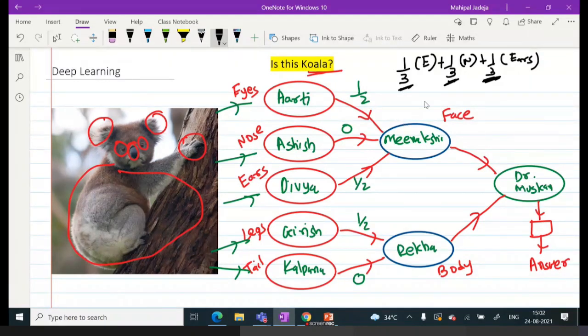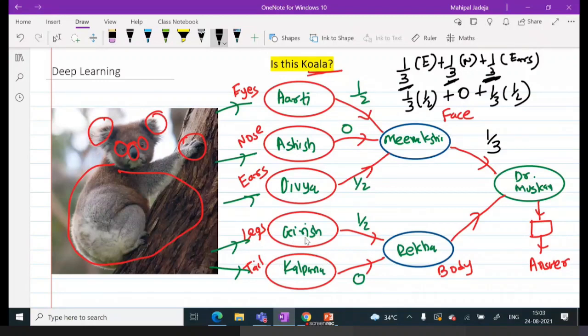So now what will happen? We'll get one new number: 1 by 3 into 1 by 2, plus this will become 0, plus 1 by 3 into 1 by 2. So basically this is 1 by 6 plus 1 by 6, which is nothing but 2 by 6, which is nothing but 1 by 3. So this result will go to Dr. Muskan.